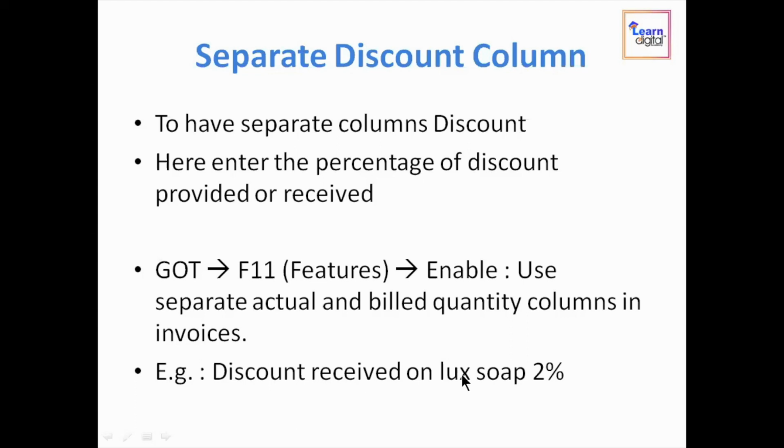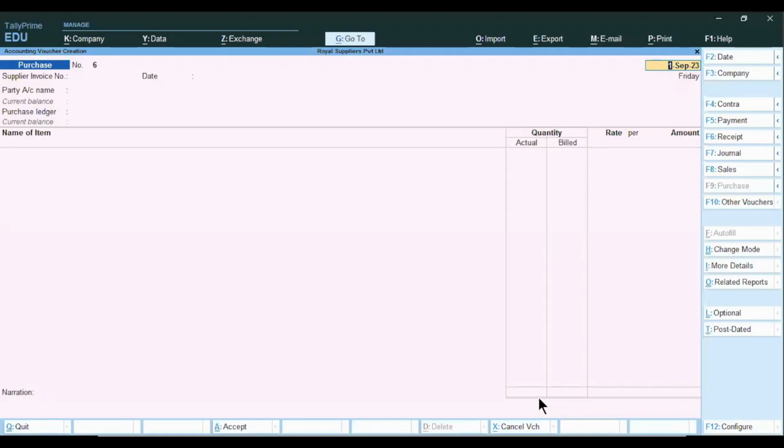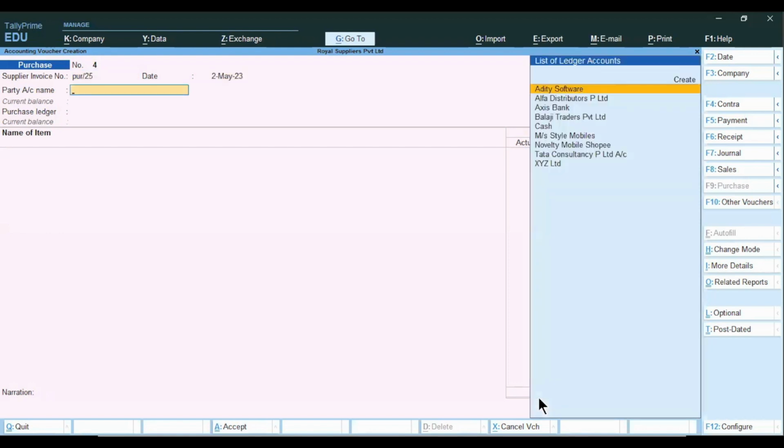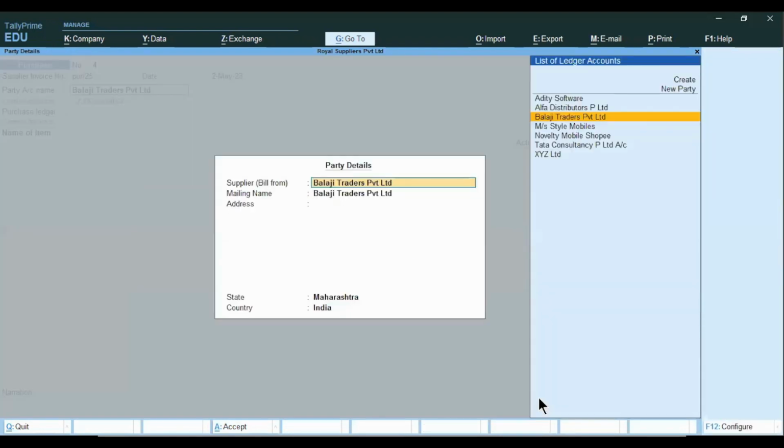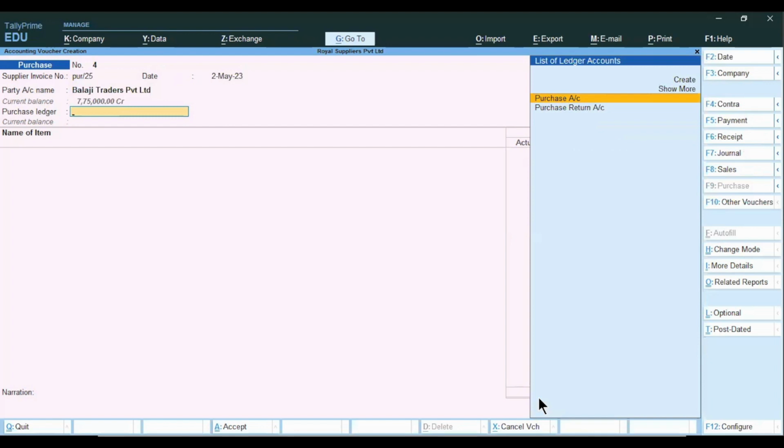Suppose we have received a discount of 2% on Luxo. Okay. So suppose we have purchased again 100 units at the rate of 50 on one second May. So supplier's invoice number is purchase 26. Okay. Dated so and so. Party name is Balaji Traders. Receipt details are as it is, party details are as it is, purchase.